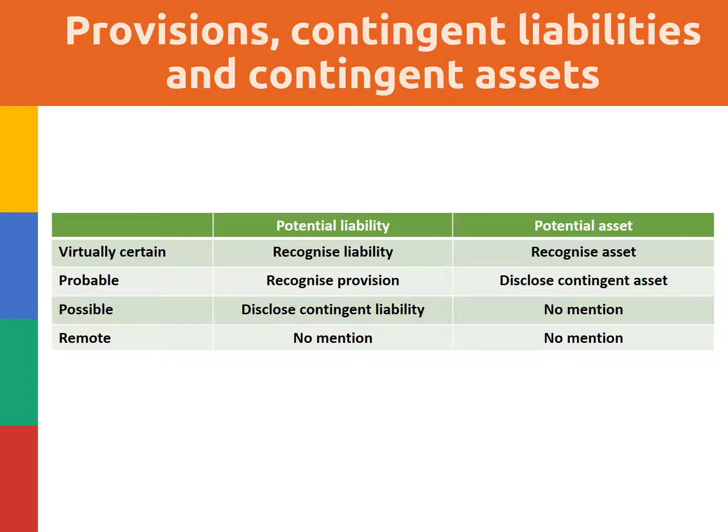If it is only considered possible that we will lose, then we won't include any form of obligation in our statement of financial position. We will, however, disclose the situation as a note to the accounts. If the chance of losing the case is remote, we will ignore it entirely in our financial statements, including the notes.